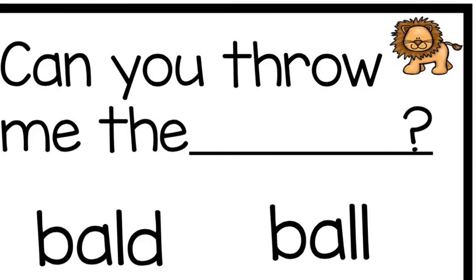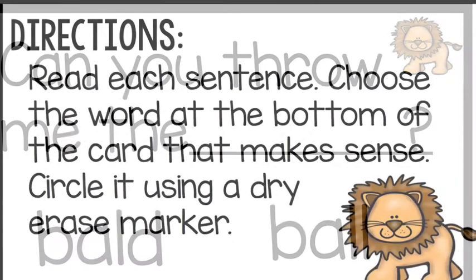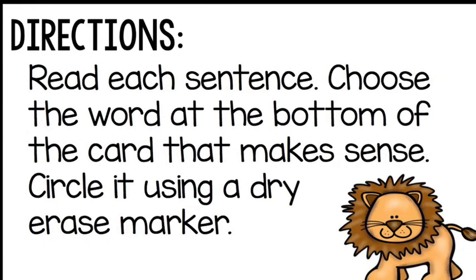Now it's your turn to try some by yourself. Read the sentence and then choose the word at the bottom which would make the sentence make sense. If you say the word and the sentence sounds a bit silly, you've probably chosen the wrong word. Look all the way through the word to help you decode it. Enjoy using Trying Lion!